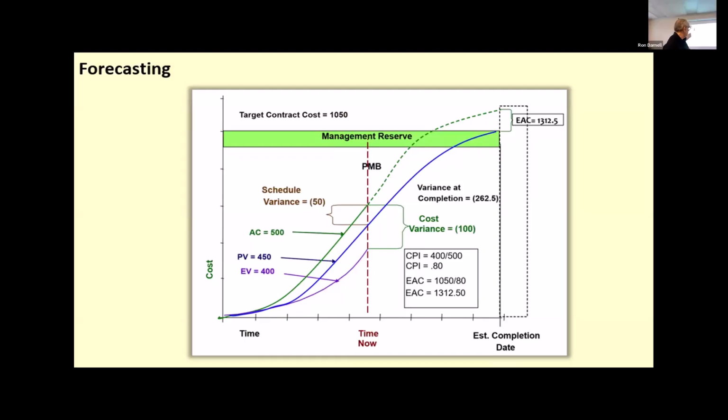And I could probably, with this screen here, say, well, at our current performance, we're going to be $300,000 over budget, so I'd like to keep that management reserve. And that's what management reserve is for.